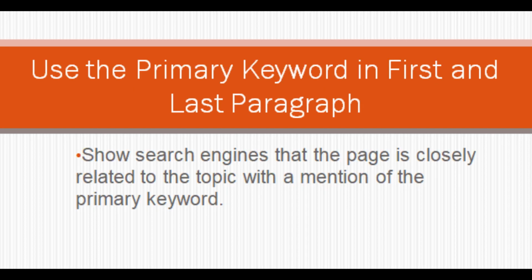Use the primary keyword in the first and the last paragraph. Show search engines that the page is closely related to the topic with a mention of the primary keyword. Try to use the target keyword near the beginning of your first paragraph and within your final paragraph to reinforce what your content is about. This will help make it clear to search engines why your content is relevant.